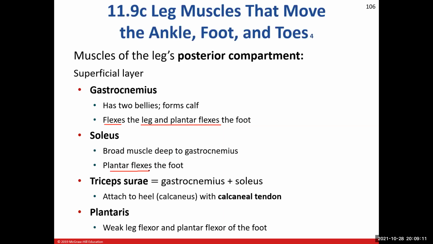Well, when we are talking about both of these muscles, we call them the triceps surae. So gastrocnemius and soleus are going to come together and attach onto your calcaneus, or your heel, with the help of the calcaneal tendon, also known as the Achilles tendon. We refer to that as the triceps surae.